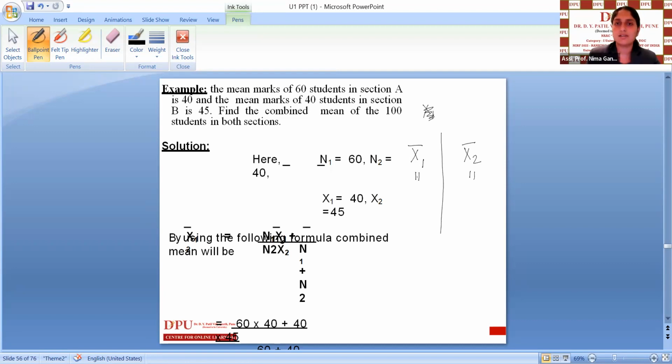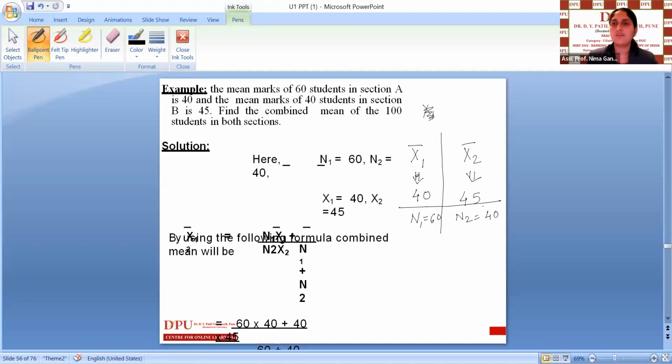So what is your x1 bar given? X1 bar is the mean marks for 60 students in section A, which is 40. What is your x2 bar? Mean marks for the section B students is 45. So your x2 bar is 45. How many students are there in section A? N1 is equal to 60. And your N2 is equal to 40. So for 60 students, the mean is 40. For 40 students, the mean is 45.